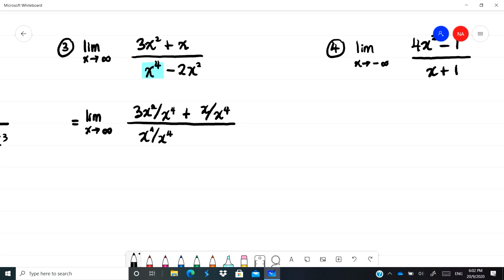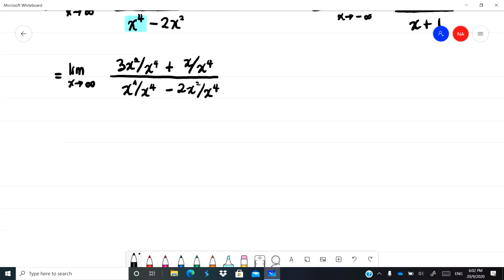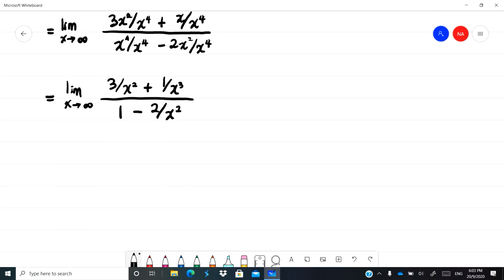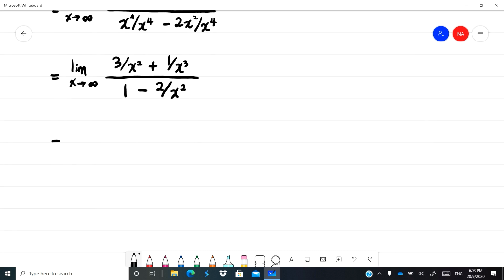Alright, x to the power of 4 minus 2x squared, divided by x to the power of 4. Okay, so now we're going to simplify this. We'll have the limit as x approaching positive infinity of 3 over x squared plus 1 over x cubed, the whole thing over 1 minus 2 over x to the power of 2. Okay, so we're going to substitute x with infinity. We'll have something like 3 over infinity plus 1 over infinity, over 1 minus 2 over infinity.